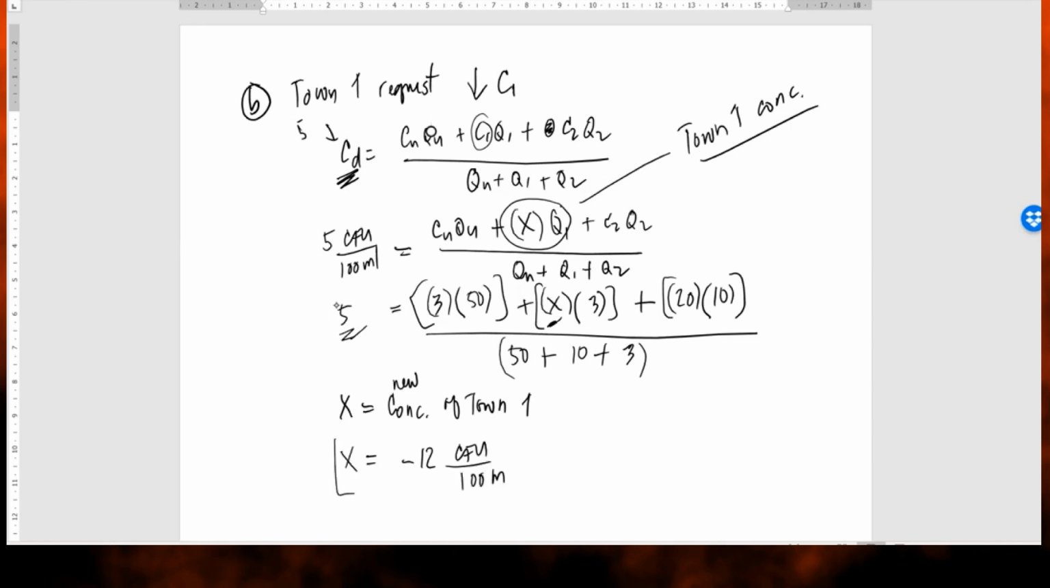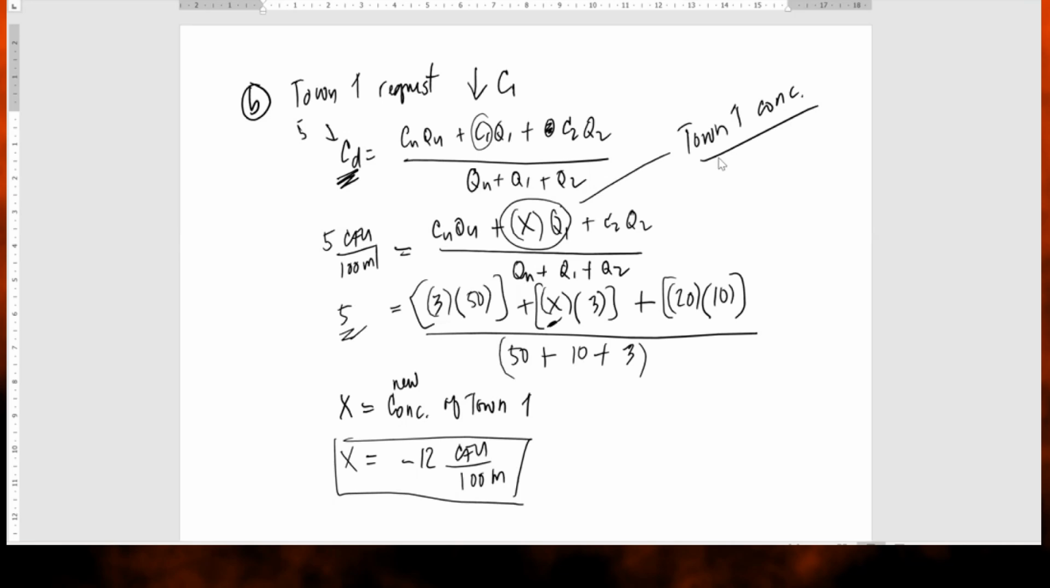That's X. So what does it mean? What is the meaning of this? Let me see the chat. Coliform is not possible as coliform cannot be negative. You're right with that, Mohammed. So it means that in order for the standard to be met, town 1 should have a negative concentration, which is not possible, right?